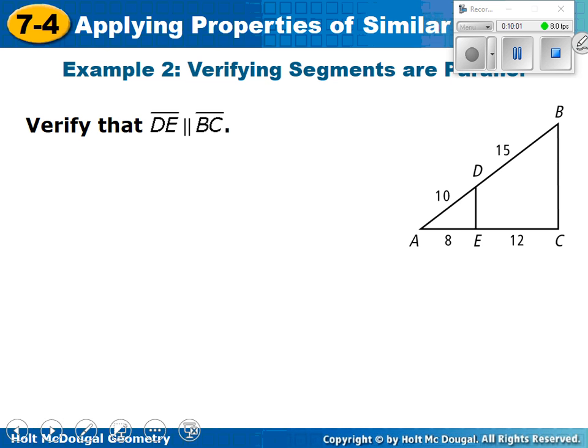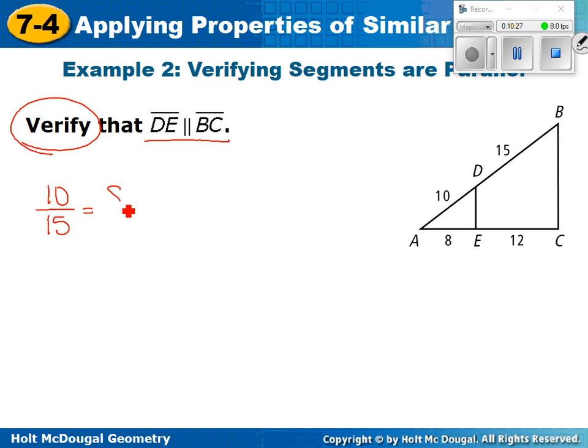So for example, if it says verify that they are parallel, you're going to look at the picture. We're trying to decide if DE is parallel to BC. So we need to write our two fractions and see do they reduce to the same value. So what are our two fractions here? 10 over 15 needs to equal what? Is everybody with Gavin on getting this proportion here? Part over part needs to equal part over part.